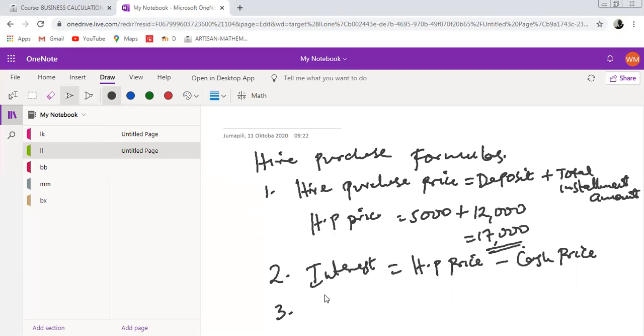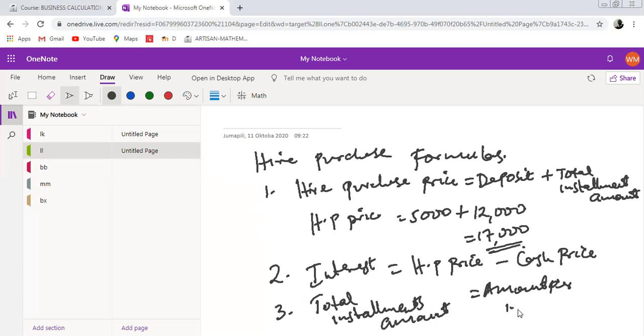Number three is on how to get the total installments amount. The total installment amount is given by the amount per installment, then you multiply by the number of installments.